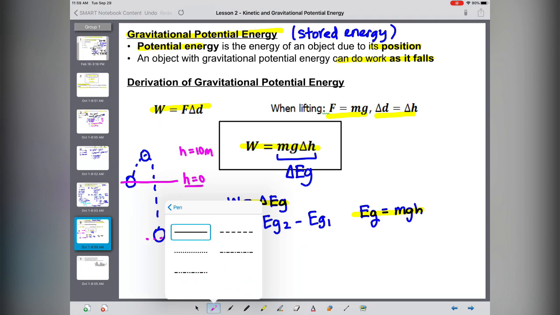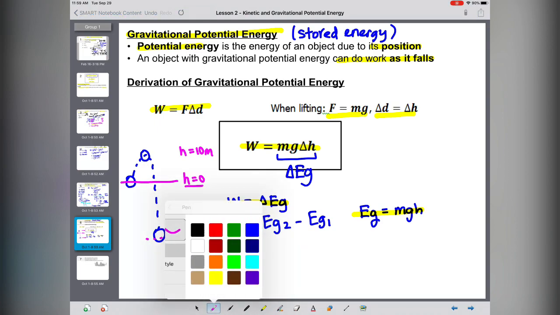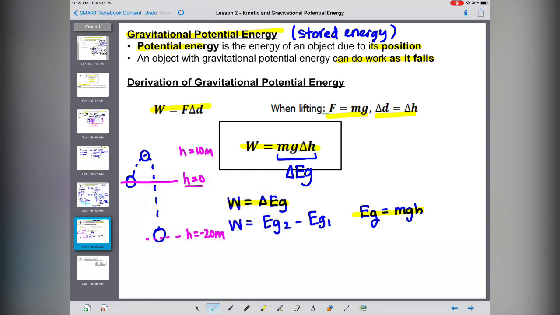But I can totally change it around if I say, hey, I want to change my point of reference, and I want to call height equals 0 at the bottom. If that's the case, this height is now 20 and this height is now 30. It's all relative, and they measure with respect to each other.